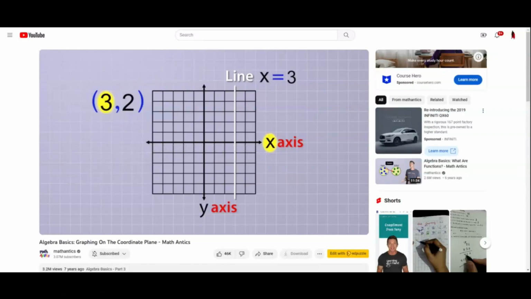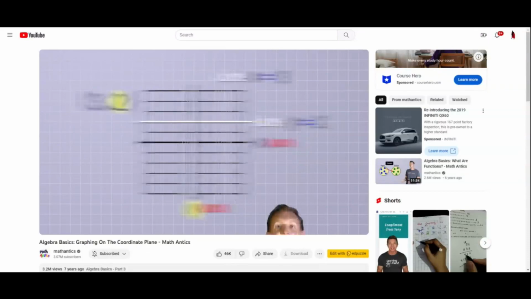Next, we locate the y value along the y-axis, which is at 2 in this case. But again, instead of putting a point there, we draw or just imagine a line perpendicular to the y-axis that goes through the 2. We do that because the second number in the ordered pair only tells us where along the y-axis the point is, but it could be anywhere along the x-axis. So we just draw a line there to represent every possible point that could have a y value of 2.